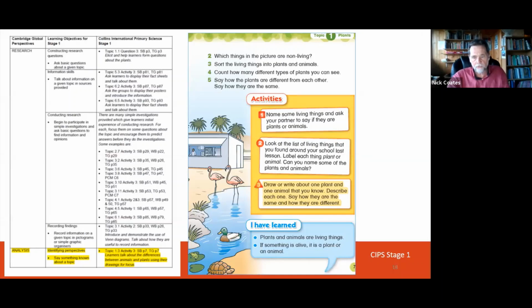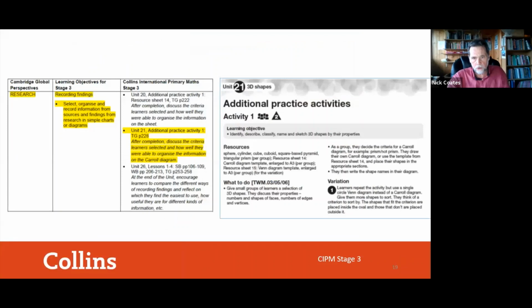Okay, if we could go on to the next example, please. Thank you. This is stage 3, maths. And here, the activity we're being referred to is Unit 21, Additional Practice Activity 1 on Teacher's Guide, page 228. And it's not uncommon that these activities relate only to the teacher's book, because very often the student's book is focused particularly on the subject curriculum, but all of the teacher's guides have extension activities or additional practice activities, whatever they're called, to extend onwards and upwards.